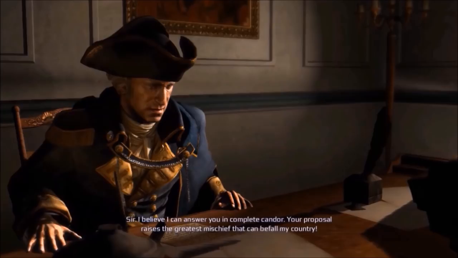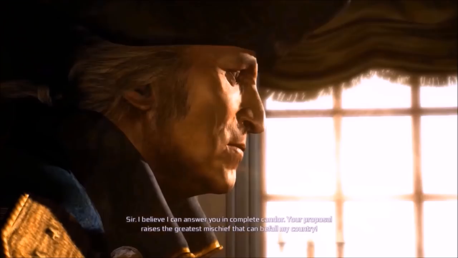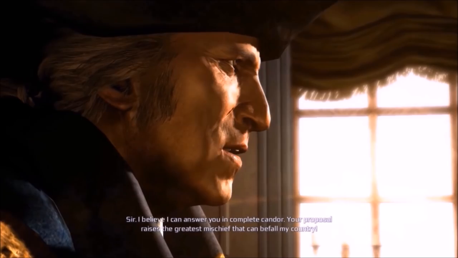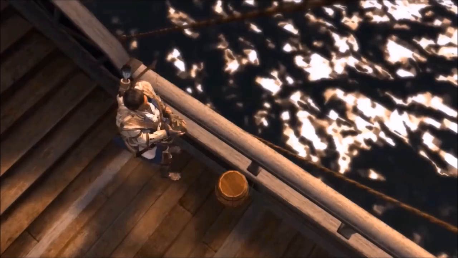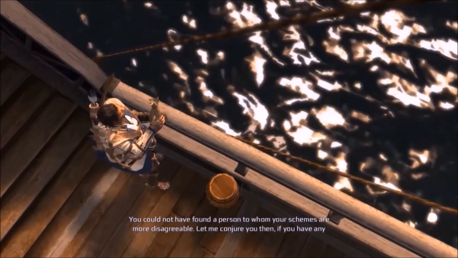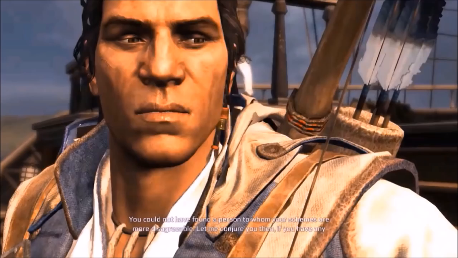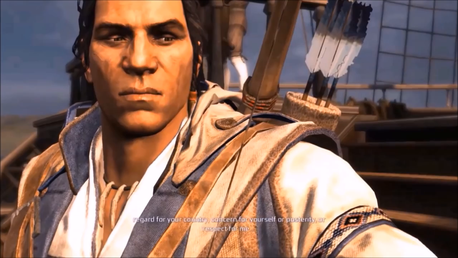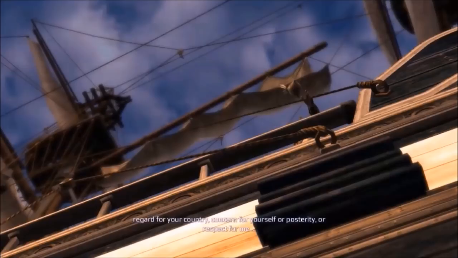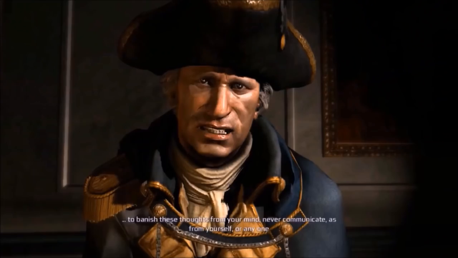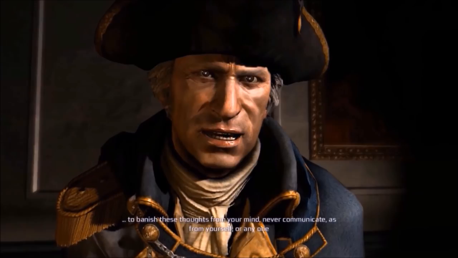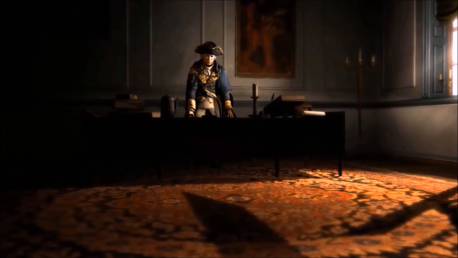Sir, I believe I can answer you in complete candor. Your proposal raises the greatest mischief that could befall my country. You could not have found a person to whom your schemes are more disagreeable. Let me conjure you then, if you have any regard for your country, concern for yourself, or posterity, or respect for me, to banish these thoughts from your mind. Never communicate, as from yourself or anyone else, a sentiment of the like nature.